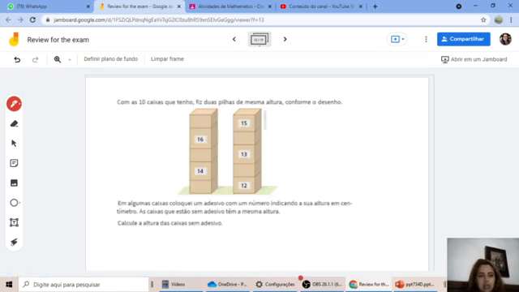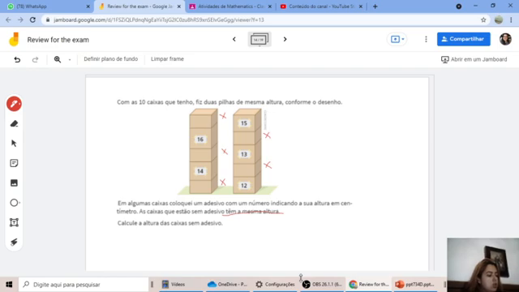Let's move on. We have 10 boxes, and we made 2 piles of the same height, as the picture shows. In some boxes, I have put a stamp with the number indicating its height in centimeters. The boxes without the stamp have the same height. So if this has x as height, this has as well, and those others too. Every box without stamp has the same height. So I will say that its height is x. Calculate the height of these boxes without stamp.